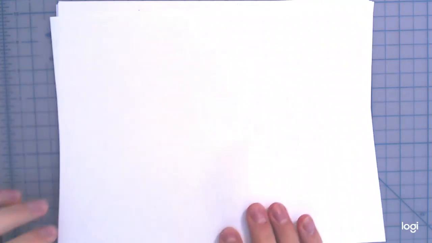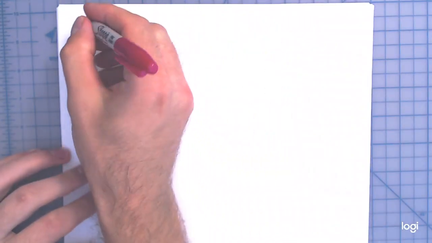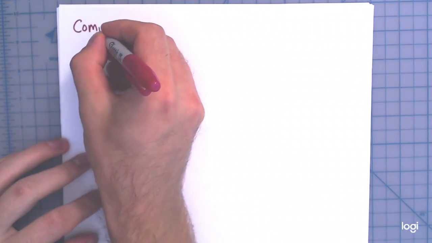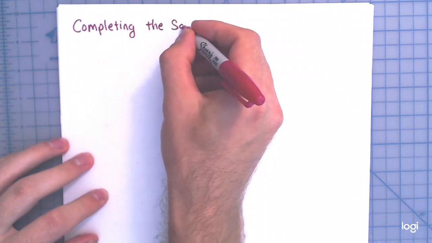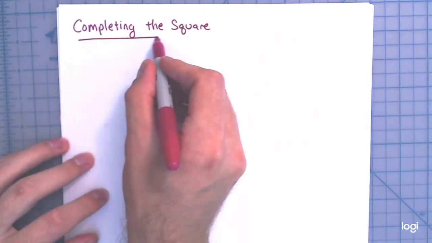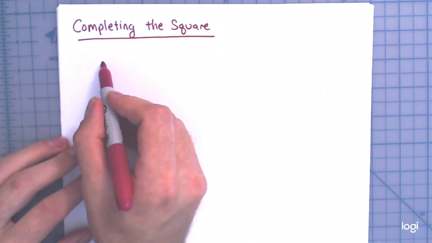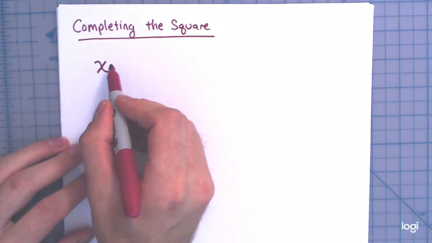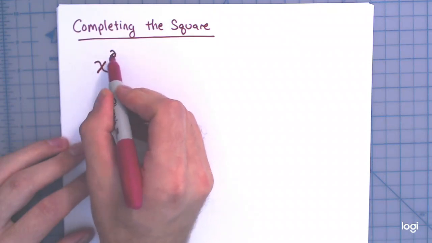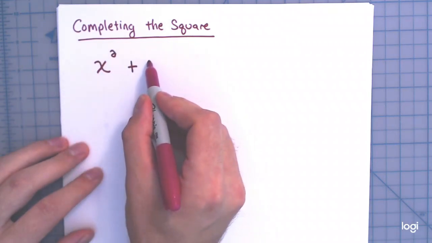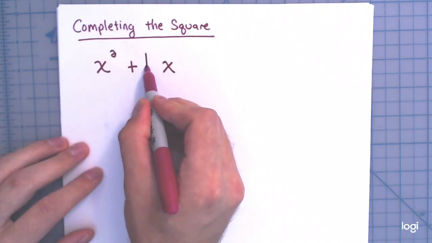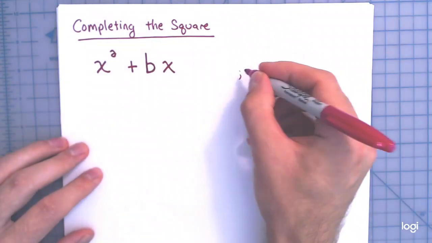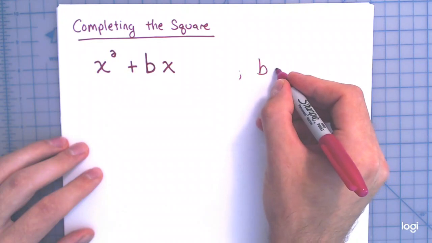Alright, so let me begin. On this first page, I just wanted to go over a recap of completing the square. Recall when I was completing the square, I had an expression that looked like the following: some variable to the second power, plus another term with the same variable to the first power, and then some coefficient times some number. So this b here is a real number.